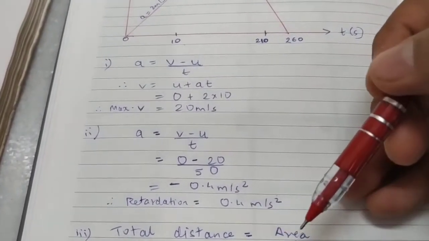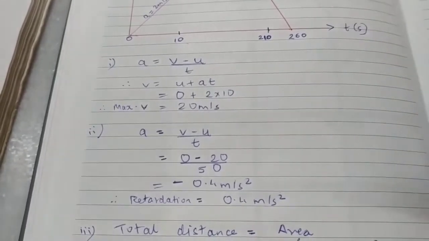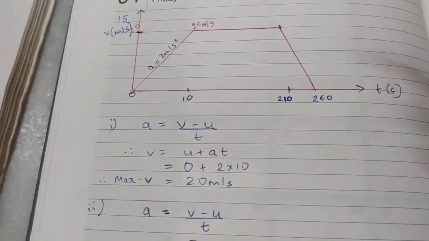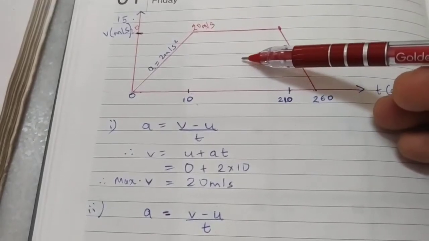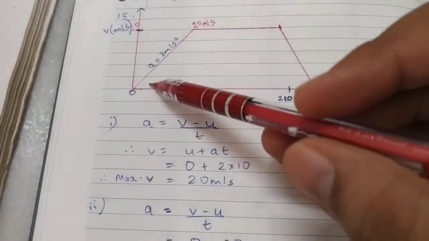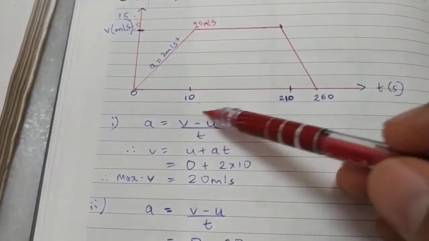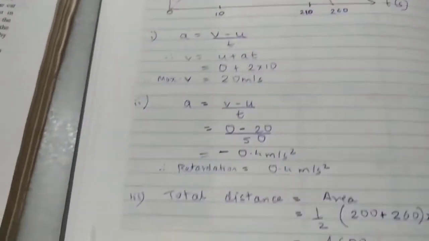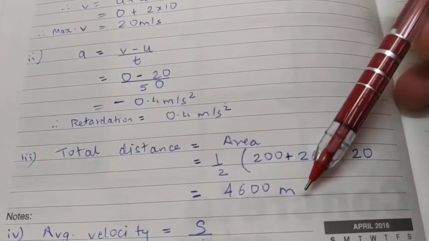And the final question, Roman number 3, is, what is the total distance traveled? And that's where I prefer the graph. It makes it so easy because the total displacement is nothing but the area under the graph, that is the area of a trapezium. That is half into sum of parallel sides, that is half into 260 plus, how much is this now? 200. And the height is 20. So just substitute those values and you get the total distance at one shot.